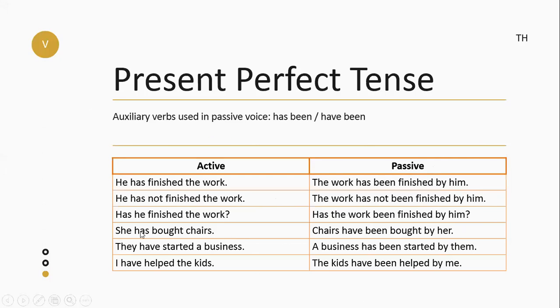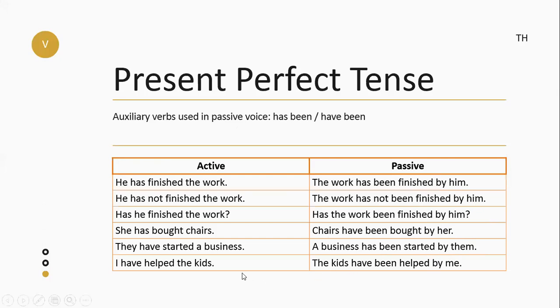And she has bought chairs. So if you are to make it into passive, we can say chairs have been bought by her. Or else we can just stop by saying chairs have been bought. So here it doesn't matter whether we have indicated the doer or the person who does the action or not, right?